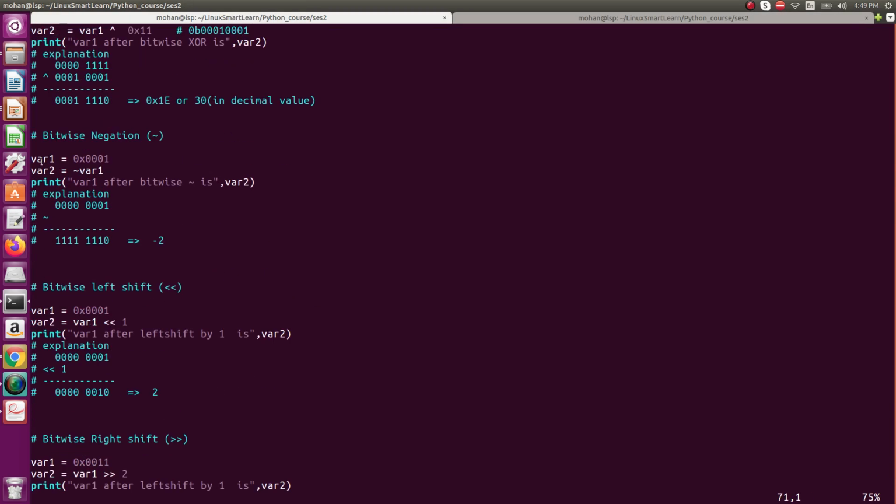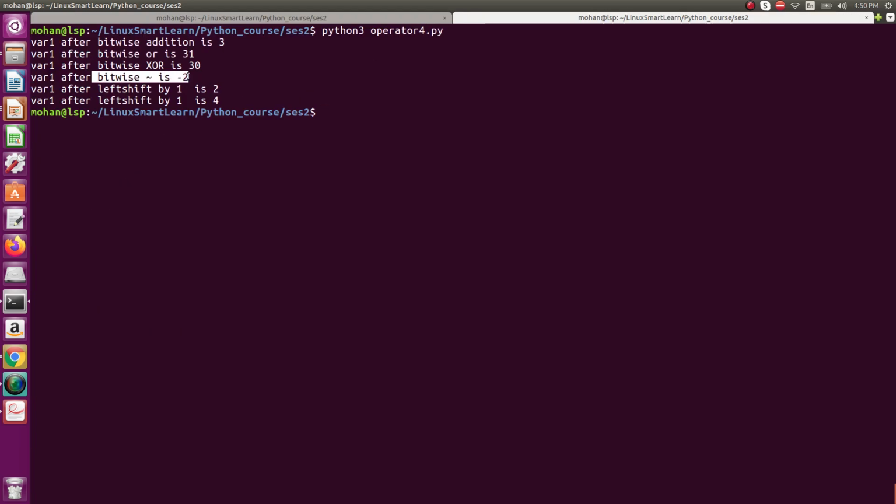Now let's see the negation part. Negation is used to negate each of the bits. For example, let's take var1 equal to 1 and var2 equal to negation of var1. We have var1 here, and when we negate, each of the values will be negated. For example, all these zeros will become 1s here, and all these 3 zeros will become 1s here, and this 1 will become 0 here. So this is nothing but minus 2. The binary representation of minus 2 is this one. So we get bitwise negation as minus 2.